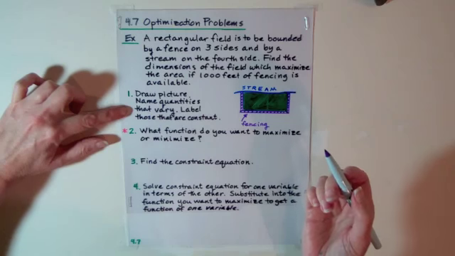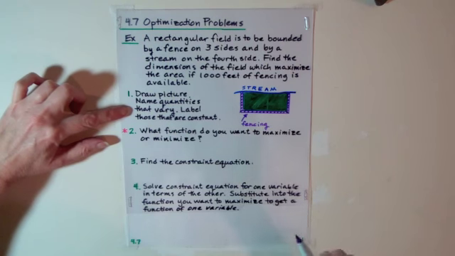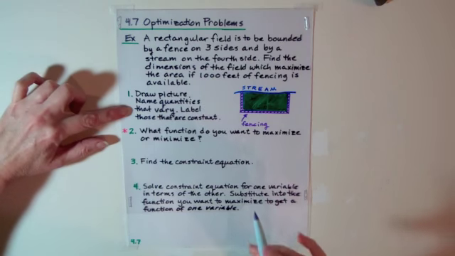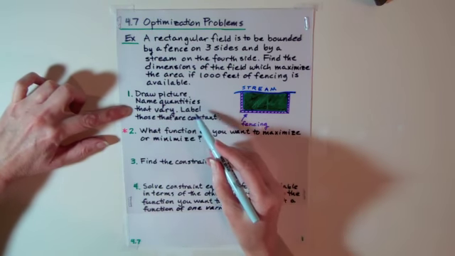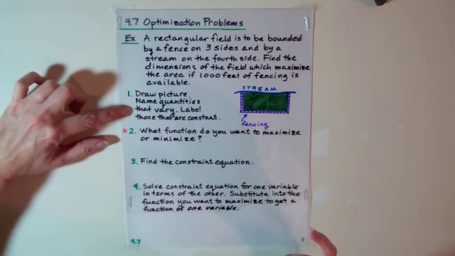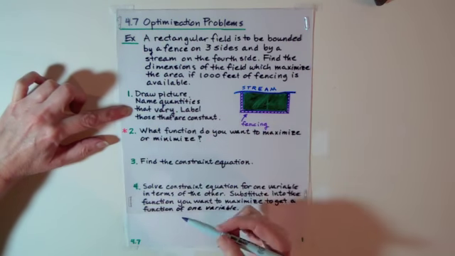The first thing we'll do is draw a picture. Well, in this case, the picture is already drawn for us. But let's go ahead and name the quantities that vary. So anything that varies, we're going to use a variable for. And we'll also label anything that's constant. So if there's a dimension that's constant in the picture, we'll label it that way.